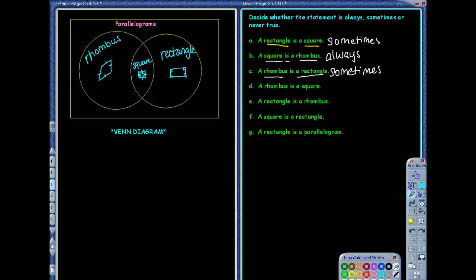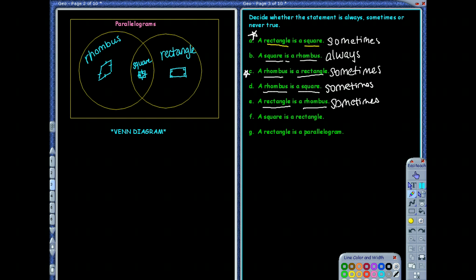Okay, the next one. A rhombus is a square. That's kind of like that first one we did, rectangle is a square. A rhombus could sometimes be a square when it has 4 right angles, but it doesn't have to. Exactly. So this is a sometimes. Okay, next one. A rectangle is a rhombus. That's kind of like the rhombus is a rectangle idea. So that's a sometimes as well. Exactly.